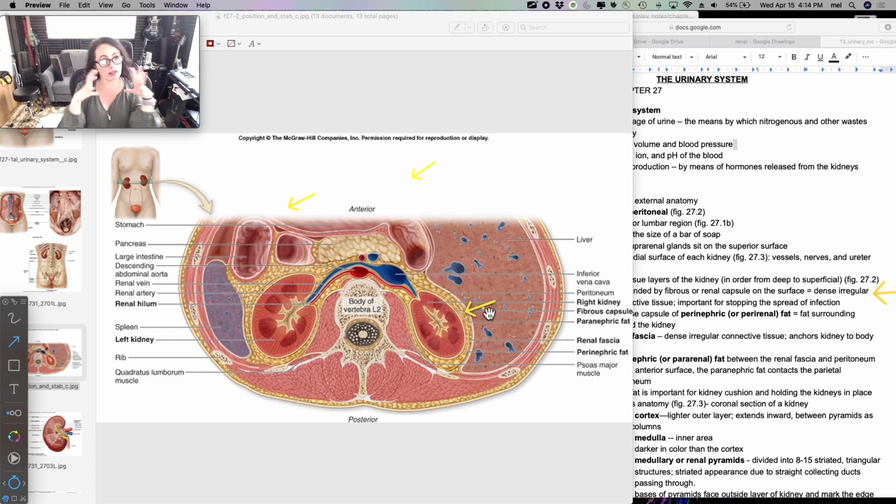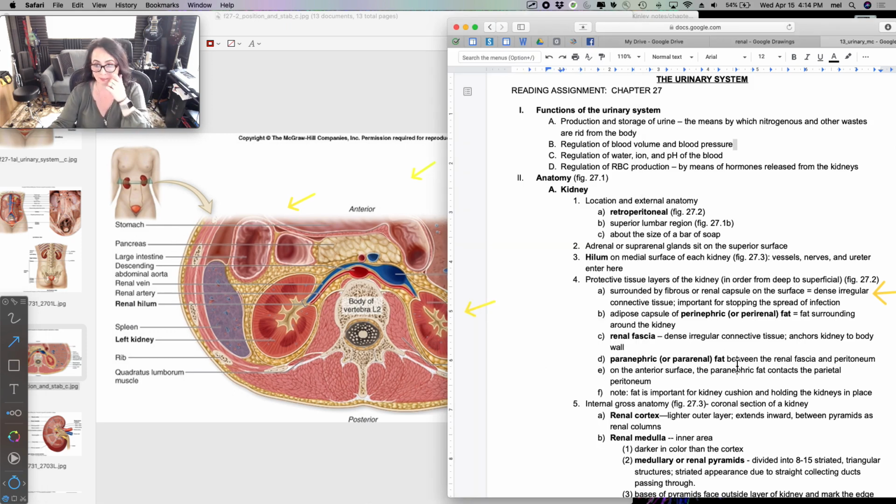So all of that is really important for keeping the kidneys smashed to the back body wall, because they're not actually connected via mesentery to the back body wall like the rest of the organs. So that fat is really important for keeping them positioned on the back body wall. All right.